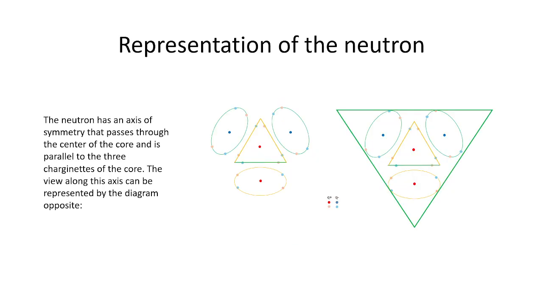Representation of the neutron. The neutron has an axis of symmetry that passes through the center of the core and is parallel to the three charginates of the core. The view along this axis can be represented by the diagram opposite.